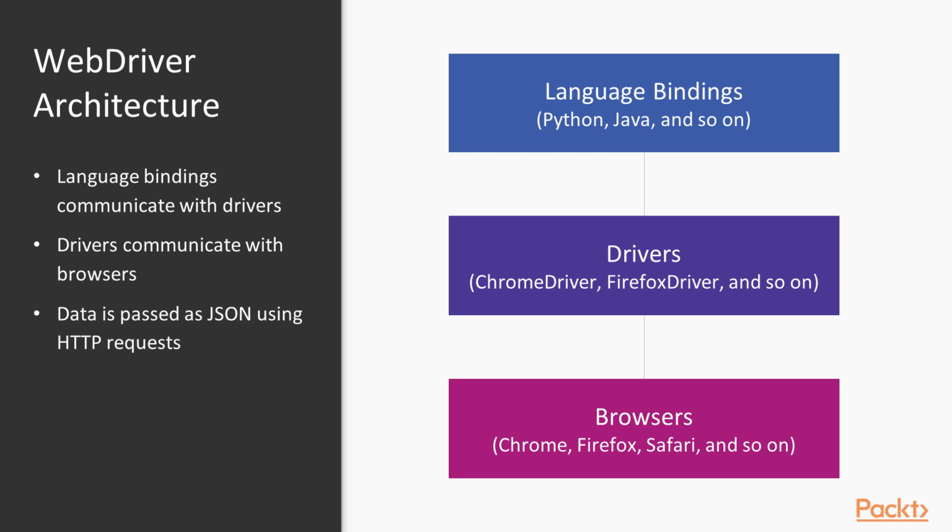At one level, we have the language bindings. These are supplied in Python, Java, C#, Ruby, and more. On another level, we have the drivers, such as Chrome driver, Firefox driver, Safari driver, etc. And lastly, we have the browsers that we are trying to automate. These are the browsers that you're probably most familiar with, like Chrome, Firefox, Safari, IE, and more. The important thing to note is that the language bindings communicate with the drivers. The drivers then communicate with the browsers. And data is passed back and forth as JSON using HTTP requests.